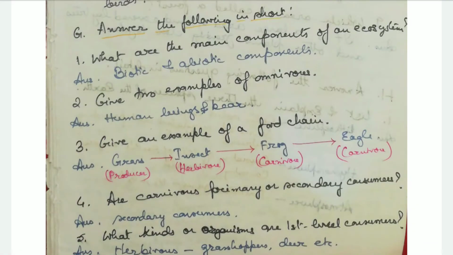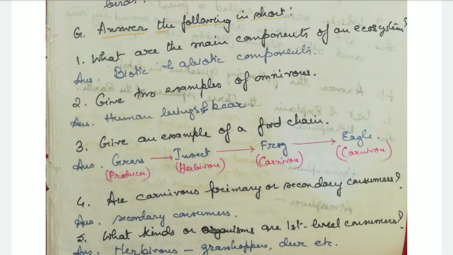Today again I'm going to continue with the ecosystem question answer section. I'll start with this. Answer the following questions in short, okay? This chapter is according to ICSE syllabus class 8. So the first question, what are the main components of the ecosystem? Biotic and abiotic components.